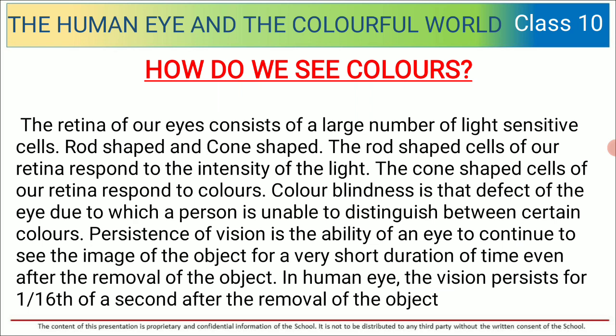How do we see colors? The retina of our eyes consists of a large number of light-sensitive cells, rod-shaped and cone-shaped. The rod-shaped cells of our retina respond to the intensity of the light. The cone-shaped cells of our retina respond to colors.